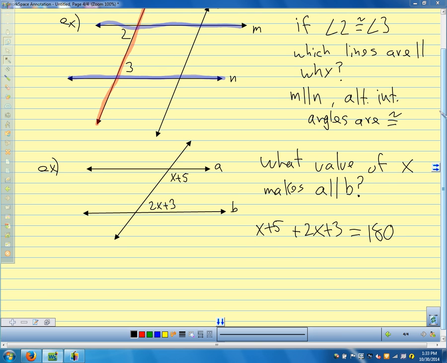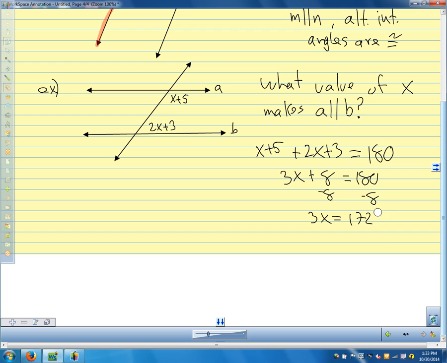So let's find x. Combine like terms, so we get 3x plus 8 equals 180. Subtract 8. So 3x equals 172. And we divide by 3. And x equals 57.33. Close enough. So if x equals 57.33, those two add to 180, and that makes the lines parallel.